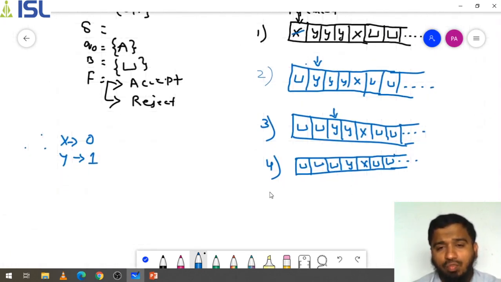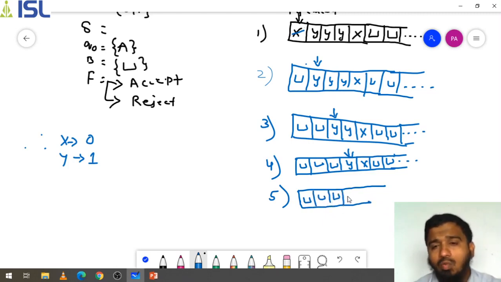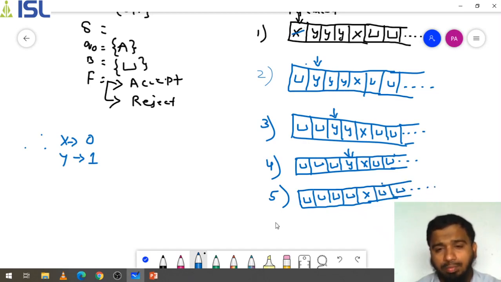In the same way, fifth one. Now, where is my head? My head moved to the right side, so that is in the fourth position. Now, again blank, blank, blank, Y is also any number of ones. So, this is also satisfying. So, this is blank, X, and this is blank, blank, and so on.